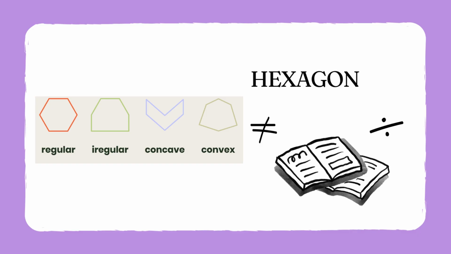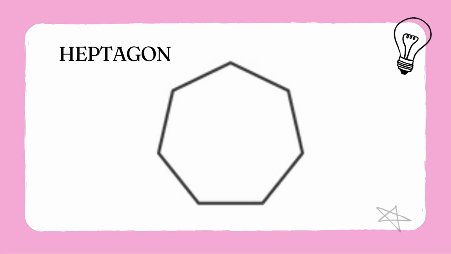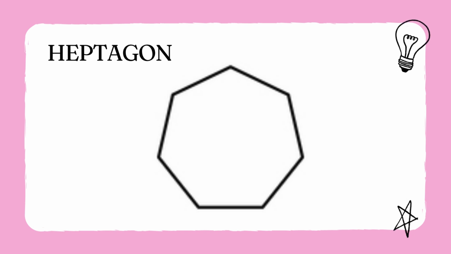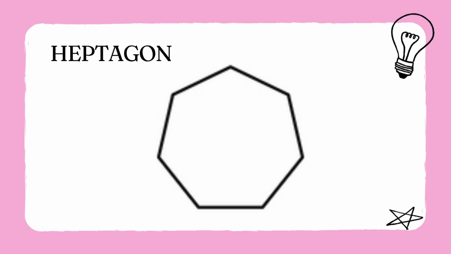A convex hexagon has all interior angles less than 180 degrees, whereas a concave hexagon has at least one interior angle greater than 180 degrees. A heptagon is a 7-sided polygon with 7 interior angles. Its 2 main types are regular heptagons, which have 7 equal sides and angles, and irregular heptagons, which have sides and angles of varying lengths. Heptagons can also be classified as convex, all internal angles are less than 180 degrees, or concave, at least one internal angle is greater than 180 degrees.